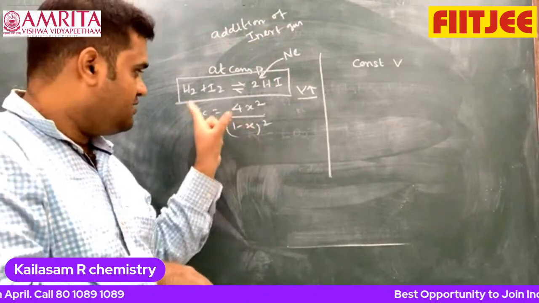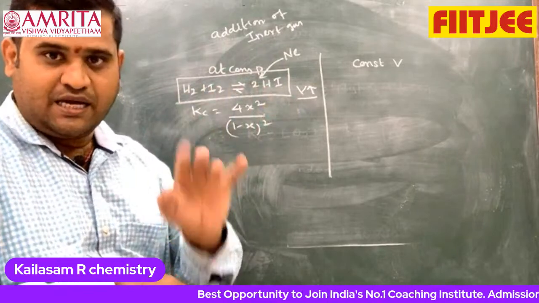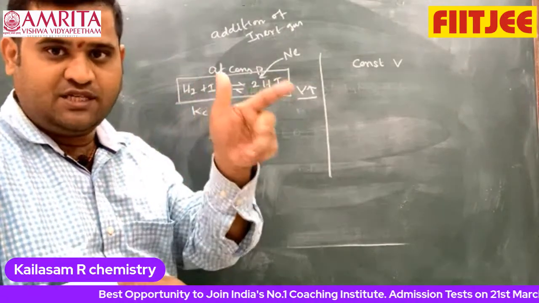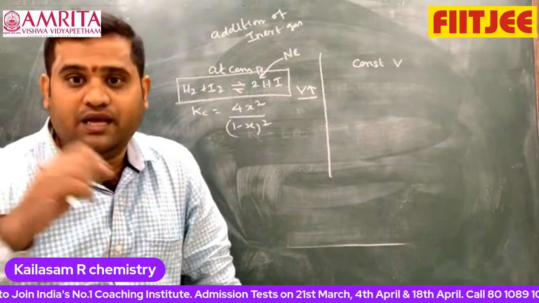So now look at this equation. There is no volume term involved. Therefore, for addition of inert gas at constant pressure, if delta n is equal to 0, there is no effect on equilibrium.